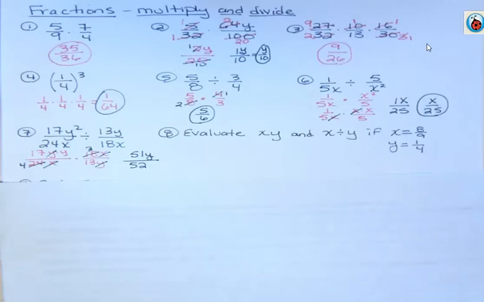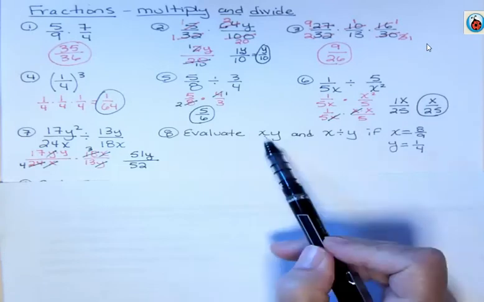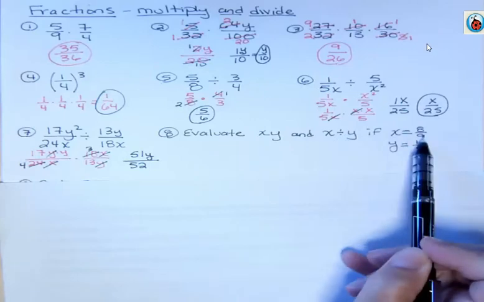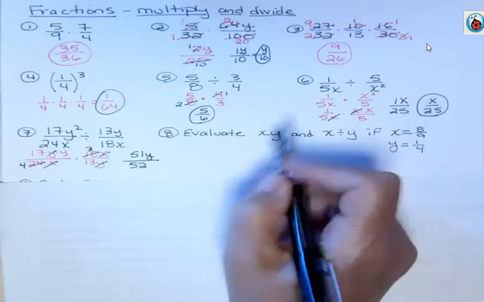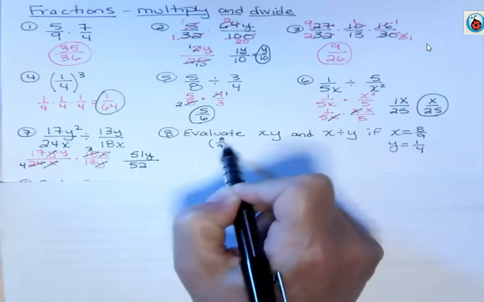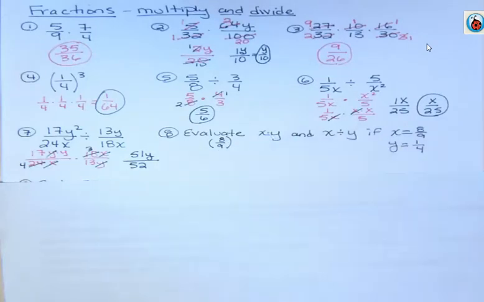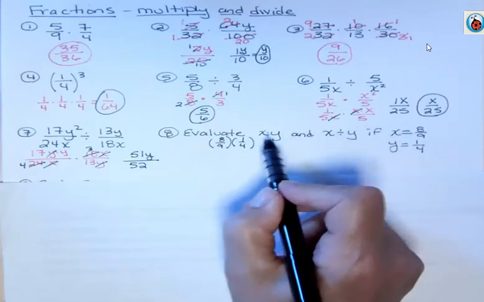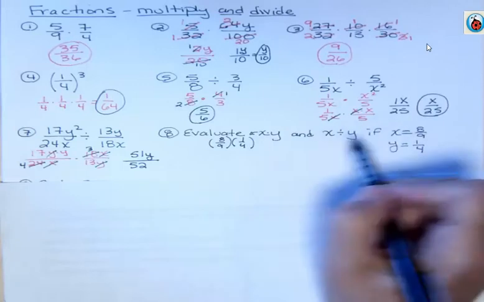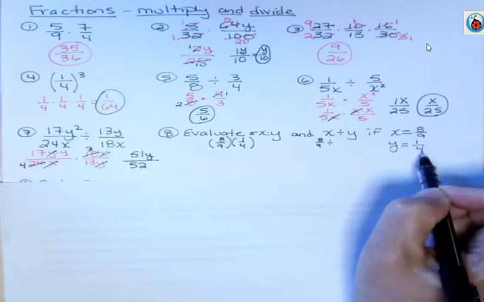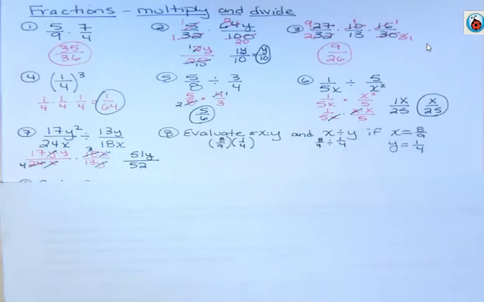Okay, number 8 says evaluate if you multiply xy and if you divide x by y. If you know that x is 8/9 and y is 1/4. So here I'm going to say my x is 8/9 times, that's what that really means, even though we don't see it, my y, which is 1/4. That's evaluating this one right here. On the other hand, the other one says, what if x was 8/9 and you're dividing by 1/4? So that's evaluating the second one. We want to just do a multiplication problem and then do a division problem.